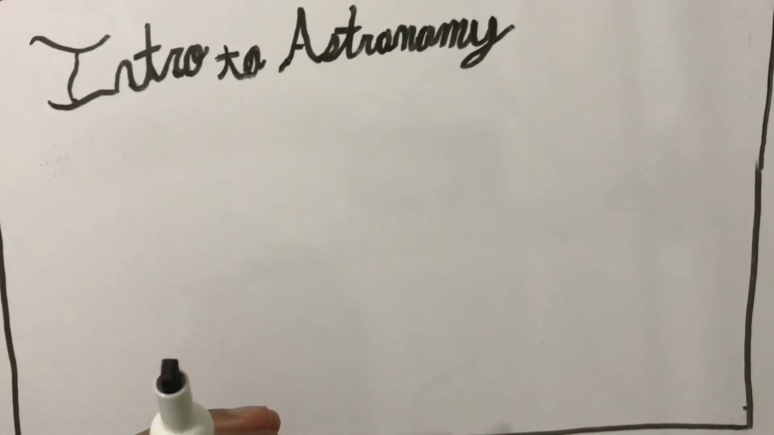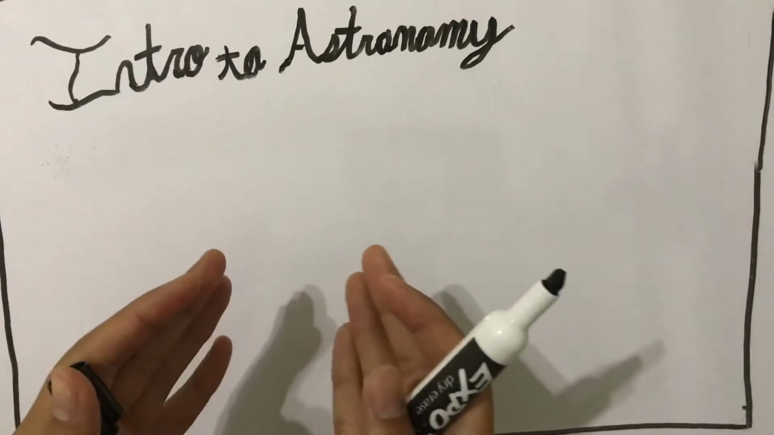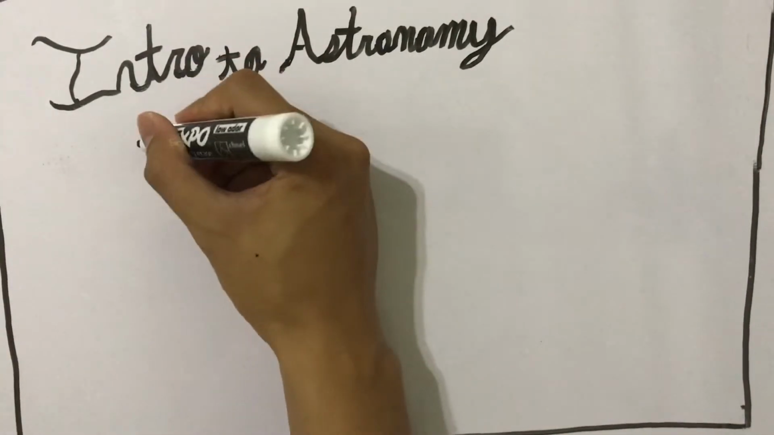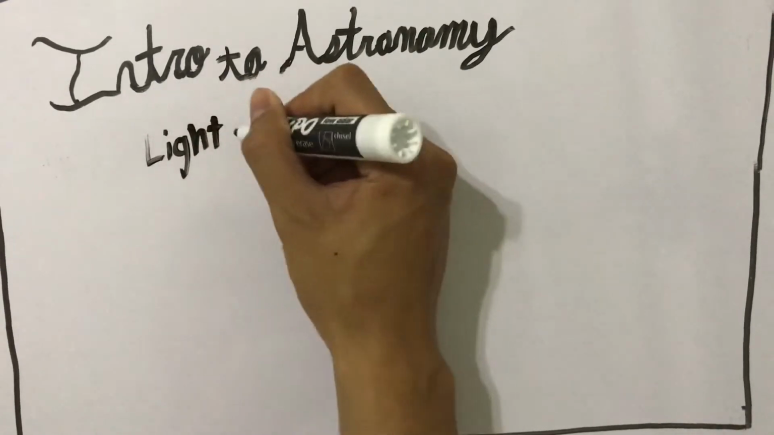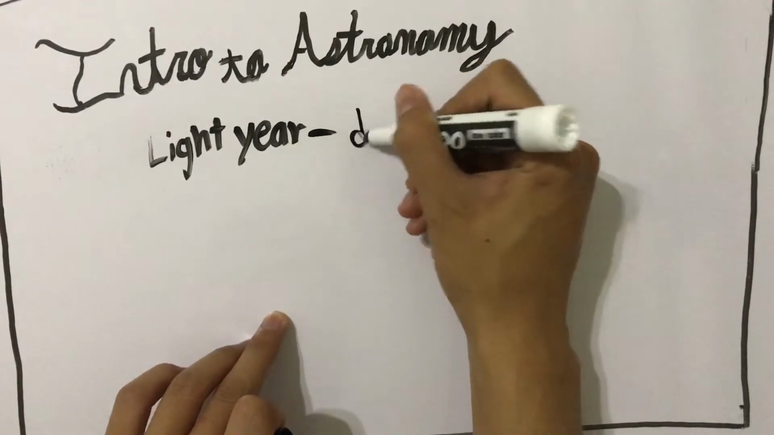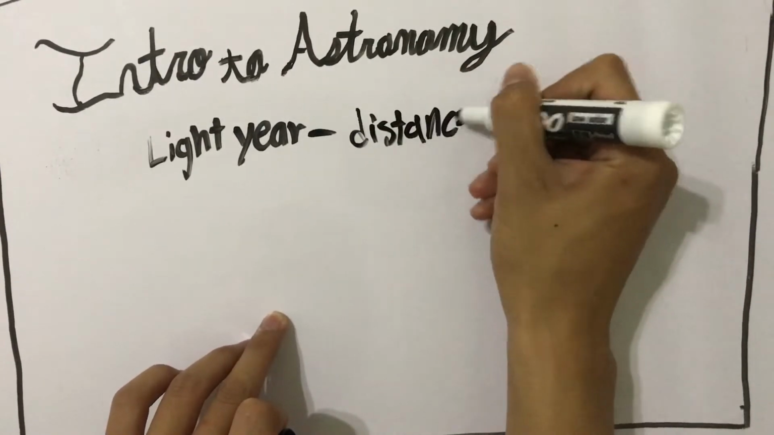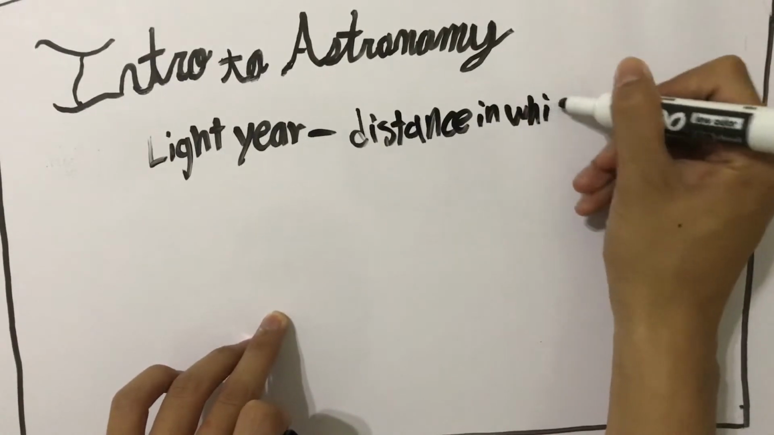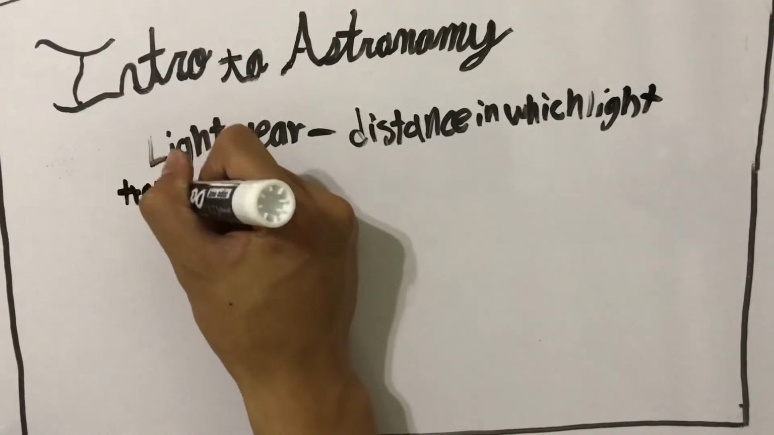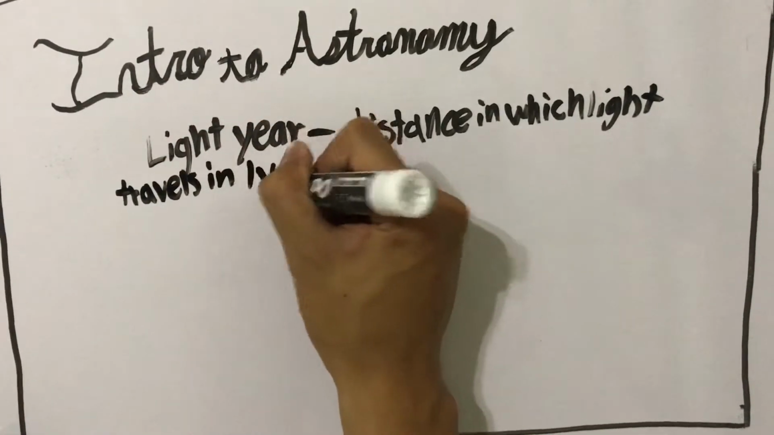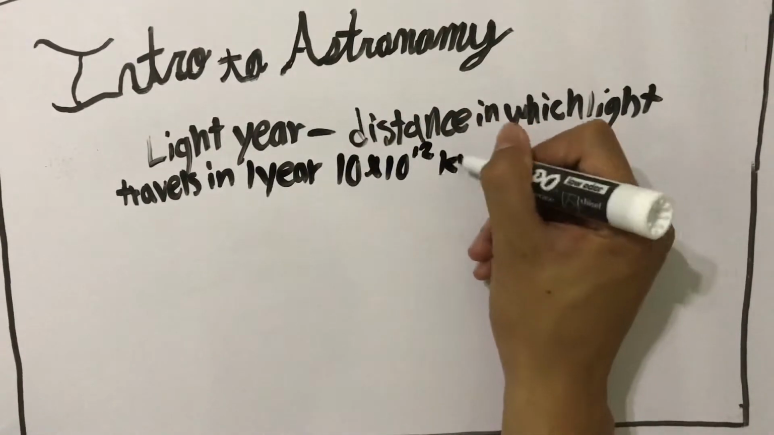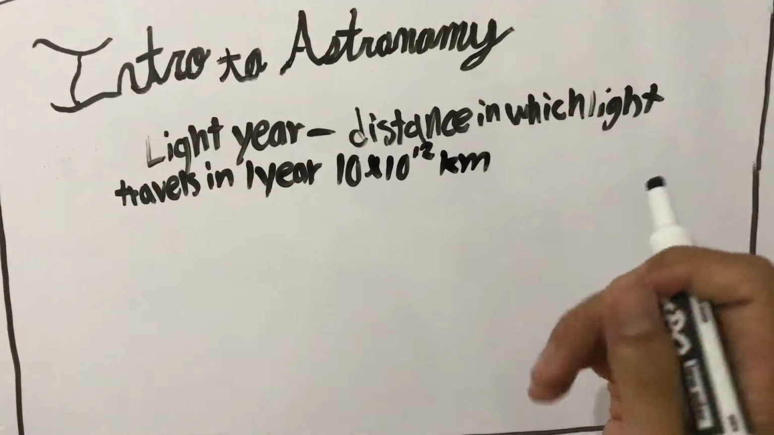First, we're going to discuss a few definitions. This is a beginner course, so we're going to clarify everything. The first definition is a light year. So what is a light year? A light year is a distance in which light travels in 1 year. And this is approximately 10 times 10 to the 12th kilometers. You may have to know these for a few equations.